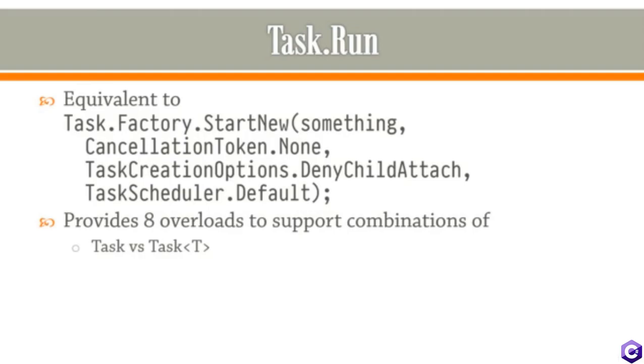Now, the call to Task.Run actually has 8 different overloads, and they support different combinations of the following. So first of all, you have a choice between Task and Task of T. So if you don't have a return value, you return a Task. If you do have a return value of type T, then you will get a Task of T, and that would be the argument.